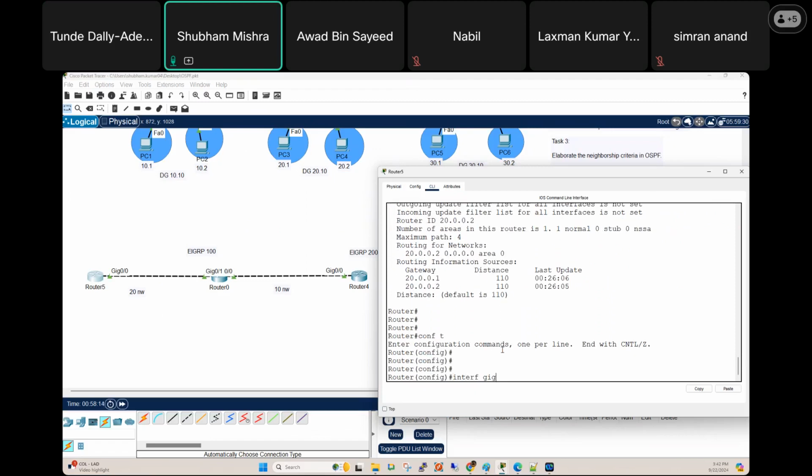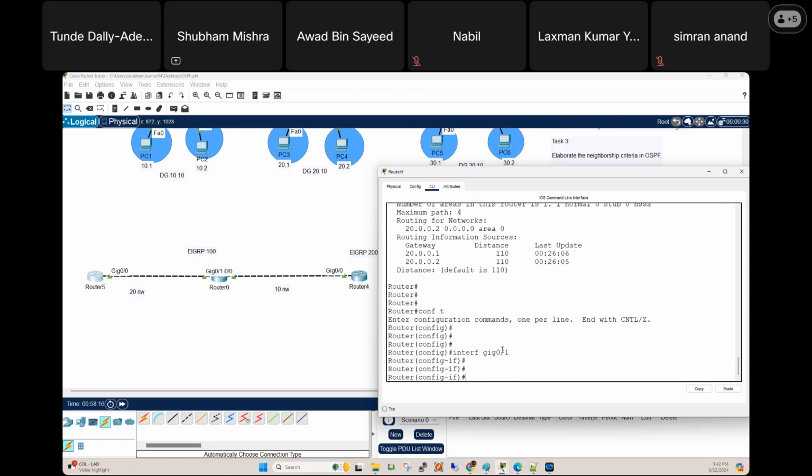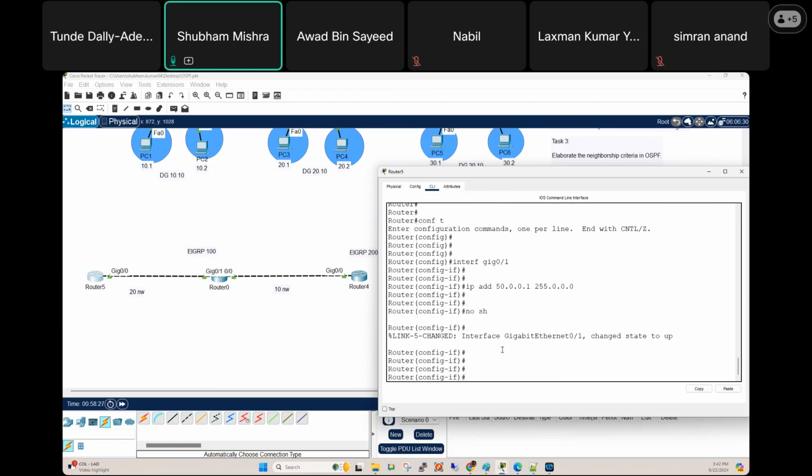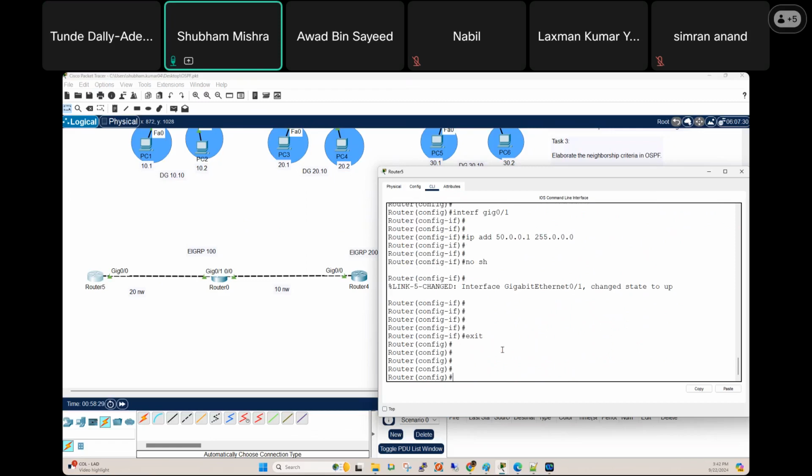interface Gig 0/1, IP address 50.0.0.1 255.0.0.0, and I'm writing no shutdown, exit.